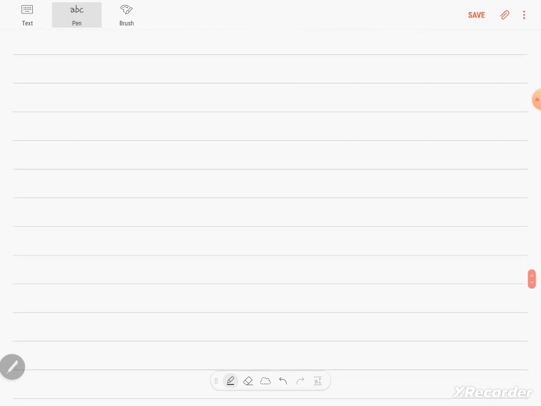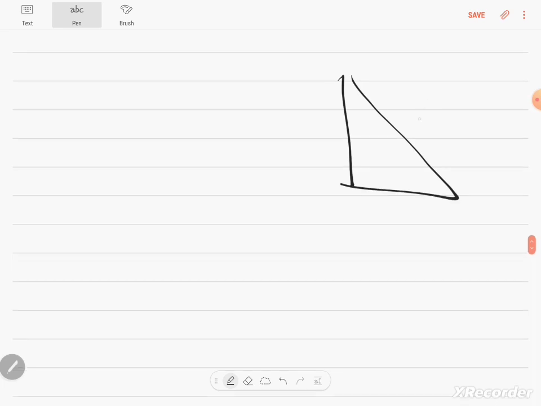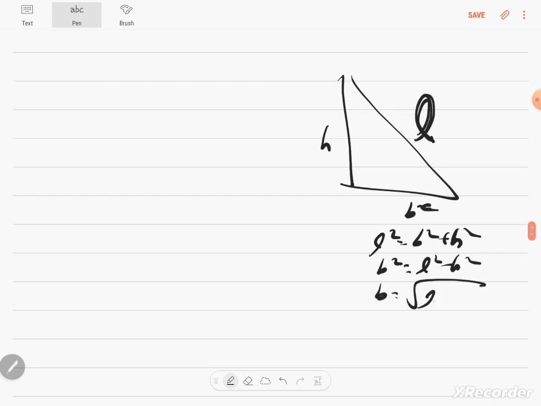The next question is about proving that the area of the right angle triangle with a given hypotenuse L is maximum. This is B and H, and so you know L square is equal to B square plus H square. You can write B square in terms of L square minus H square, and B is equal to root of L square minus H square.